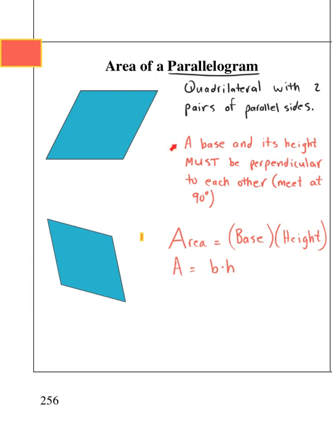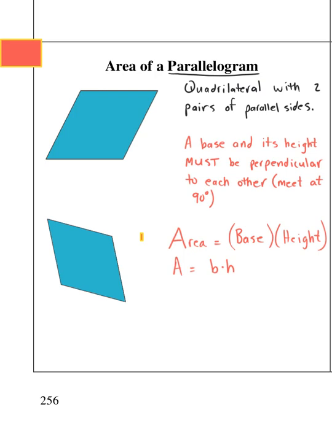We must remember that a base and its height must be perpendicular to each other. They must meet at a 90-degree angle. So, there are many ways to draw in a height in a parallelogram. The first thing you have to do is determine what base you're going to use.